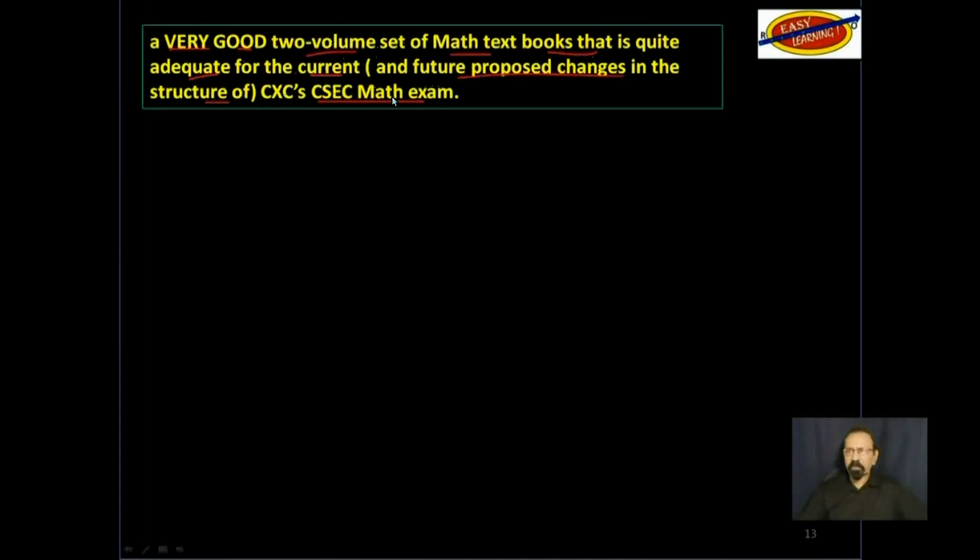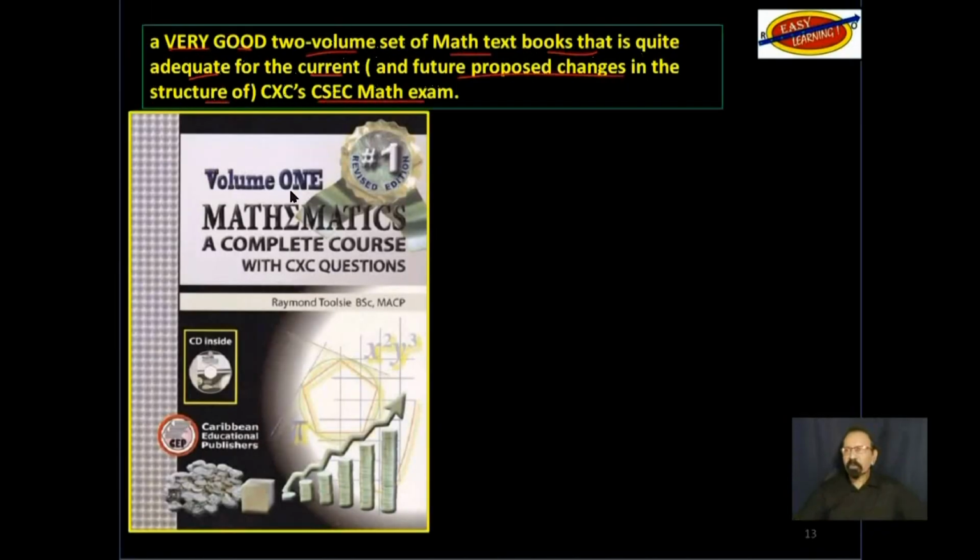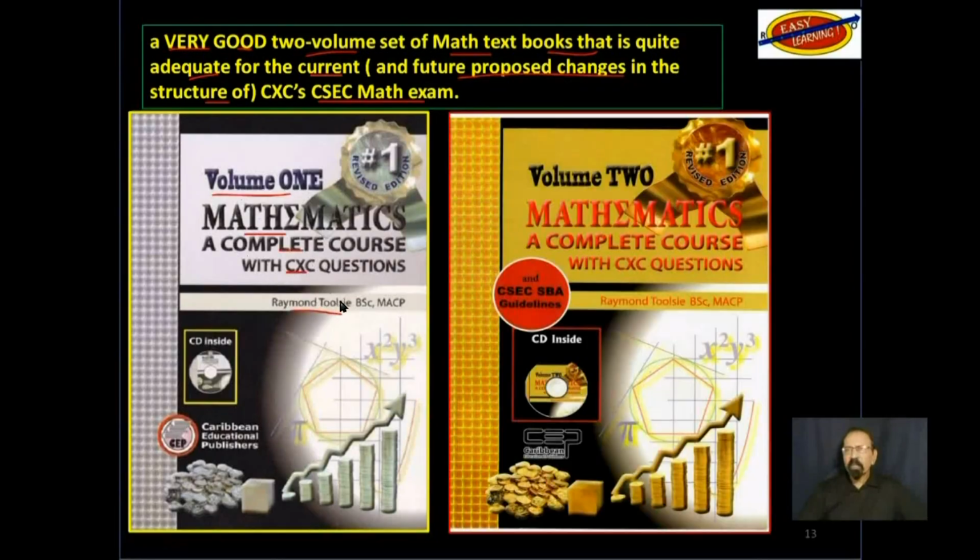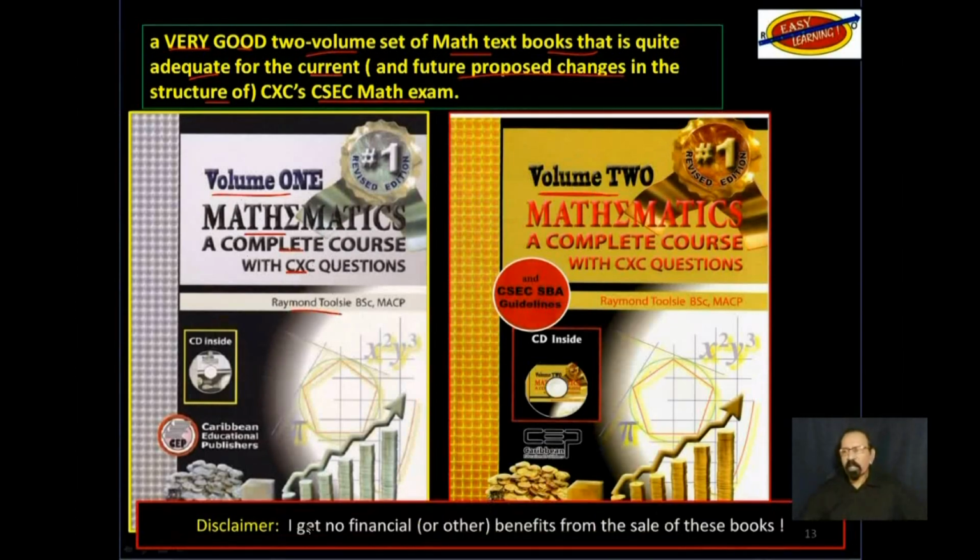This is a picture of volume 1, Mathematics, a complete course with CXC questions by Raymond Tulsi. And this is a picture of volume 2. Please note this disclaimer down here. I get no financial or other benefits from the sale of these books.